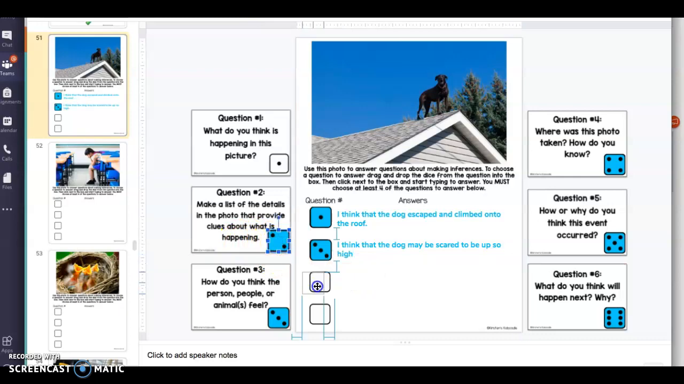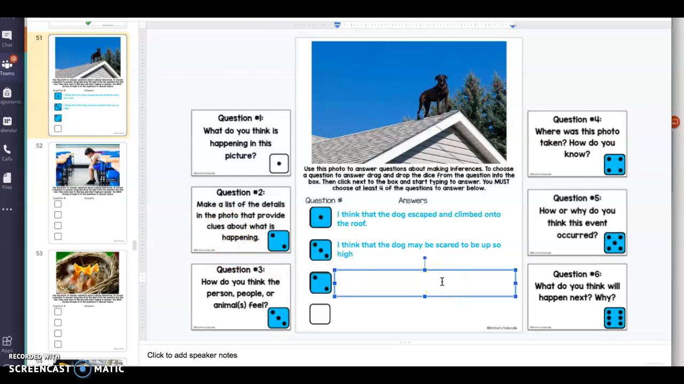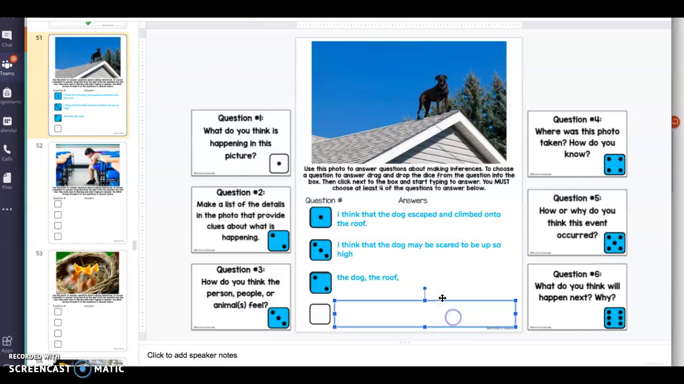Make a list of the details in this photo that provide clues about what is happening. I see the dog is probably the biggest clue there, and the fact that he's on the roof. This picture is hard to make an inference from because I just need more information. And that's really when the text is going to come in handy.